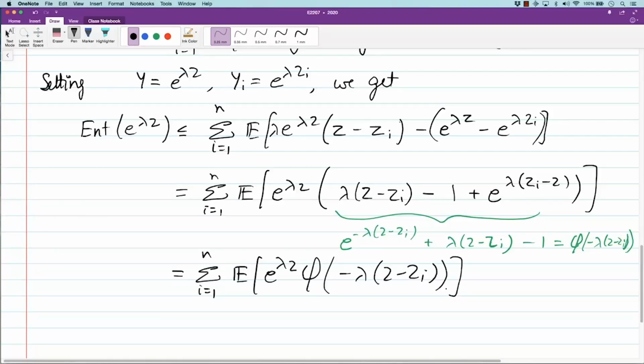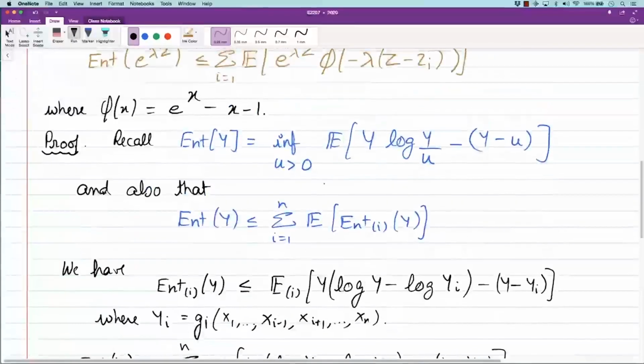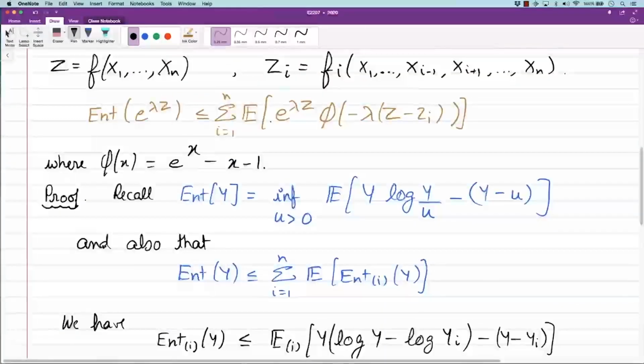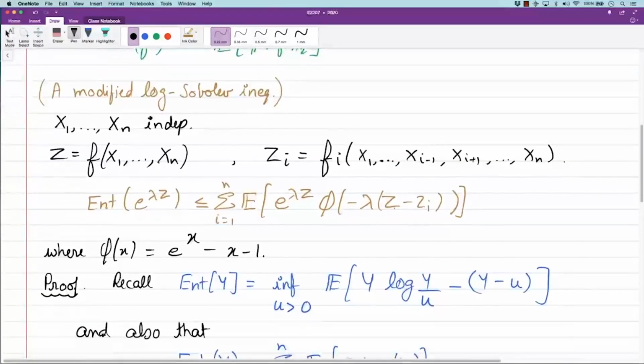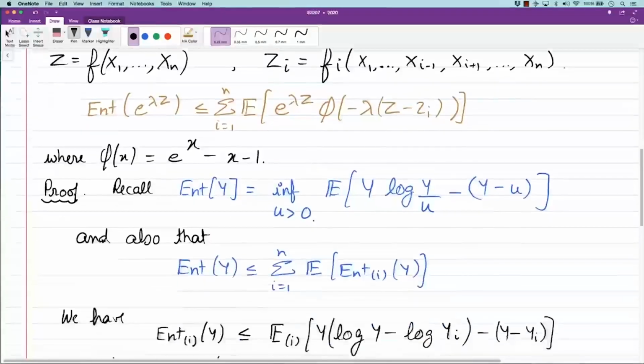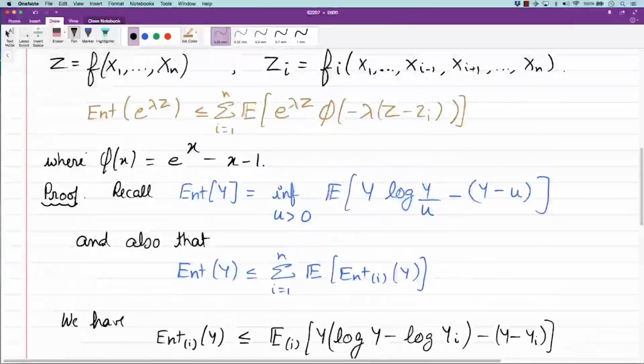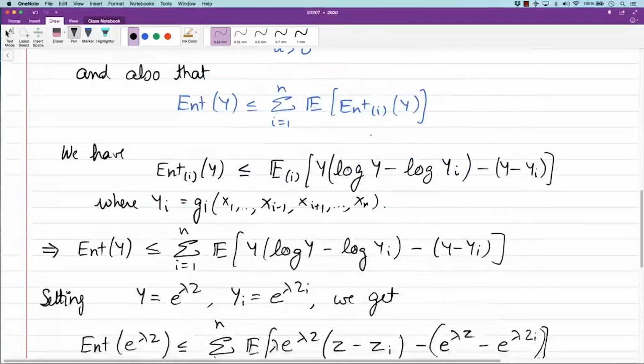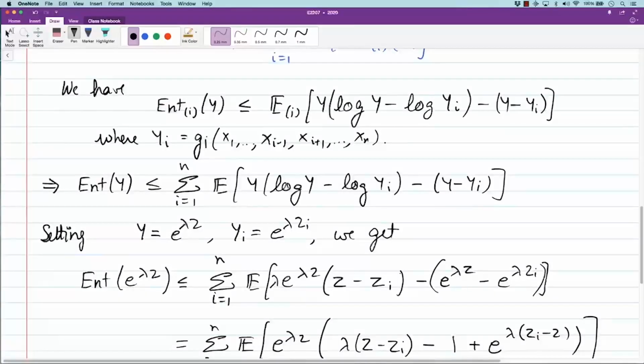So this general bound, that's what we were after, is this one here. This is called the modified log-Sobolev inequality, and this function phi has some approximation properties which we will use to obtain concentration bounds. Okay, so this is the modified log-Sobolev inequality, and in proving this we again used the tensorization property, and then we proved an elementary inequality that we applied. This is that variational formula for entropy that we had seen earlier.